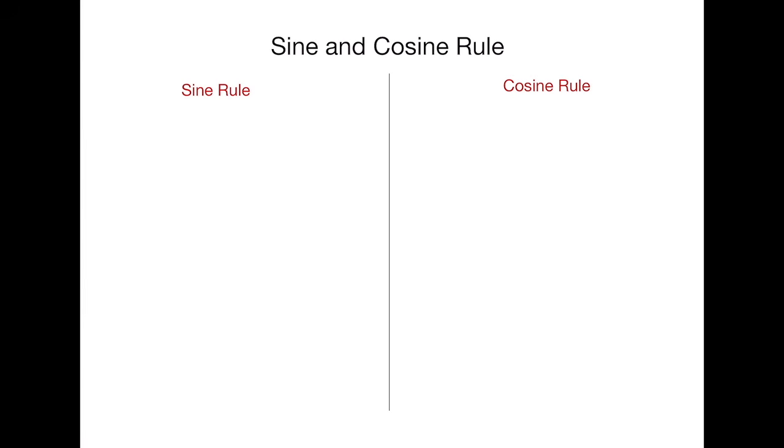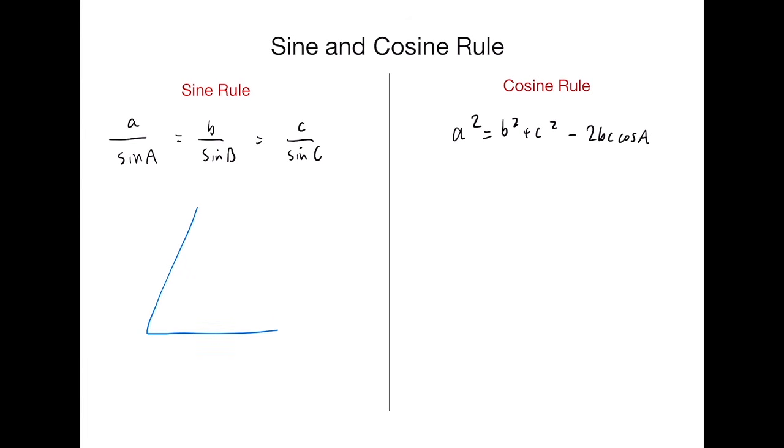this. The sine rule, we would call it a over sine A equals b over sine B, and sometimes c over sine C. The cosine rule, a squared equals b squared plus c squared. I like to remember this similar to Pythagoras because it is so far, but then it's got a slight extension on it of 2bc cos A. So when would we use these?